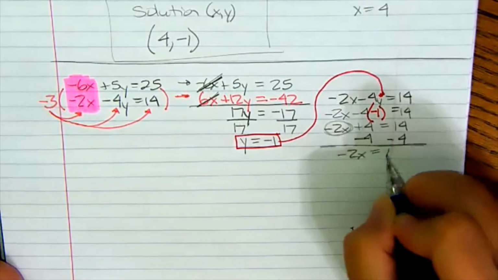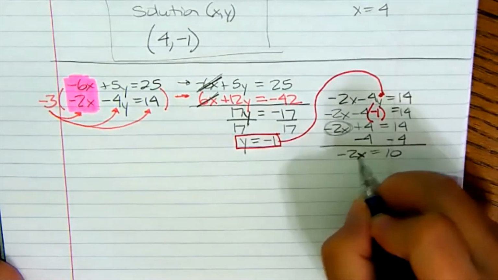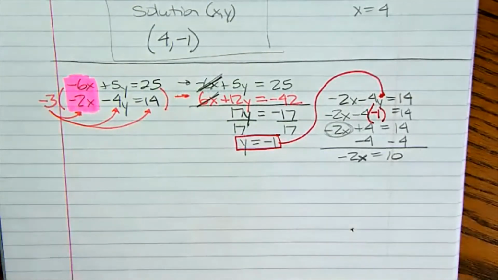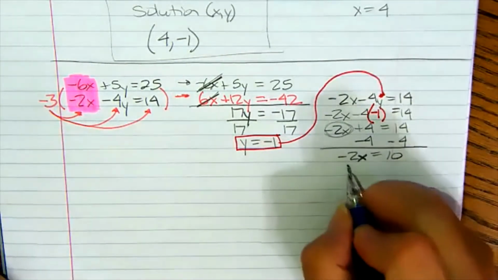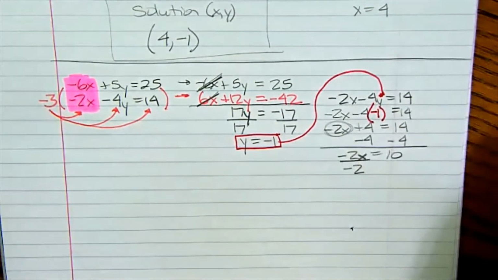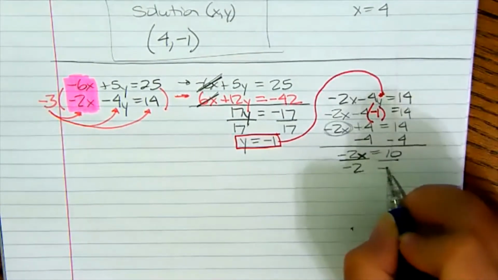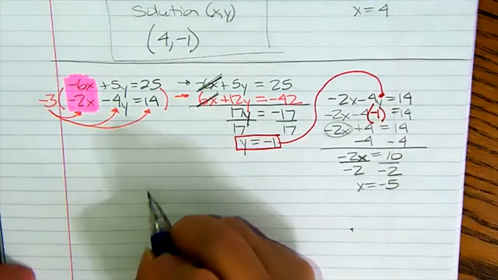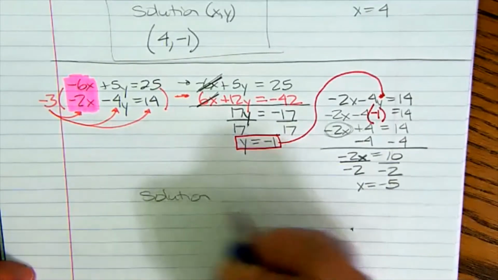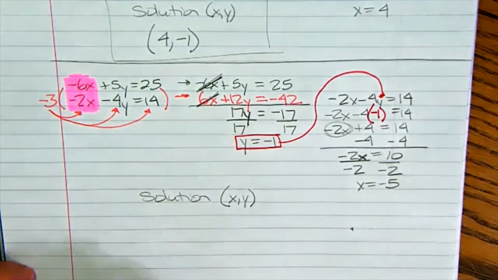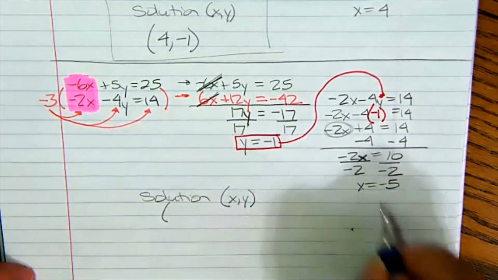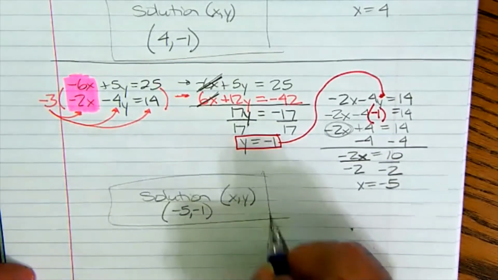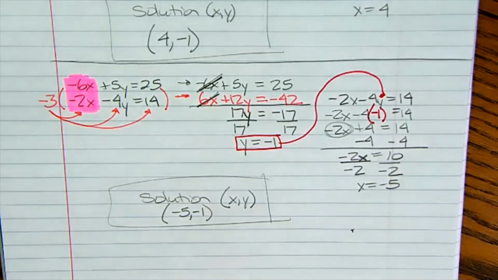Negative 2x equals 10. I still want to isolate my variable, so I need to get rid of this times negative 2. So I'm going to divide by negative 2. What I do to one side, I must do to the other. X equals negative 5. So we know that a solution to a system of equations is x, y. Order matters. X is negative 5, y is negative 1. There's your solution.